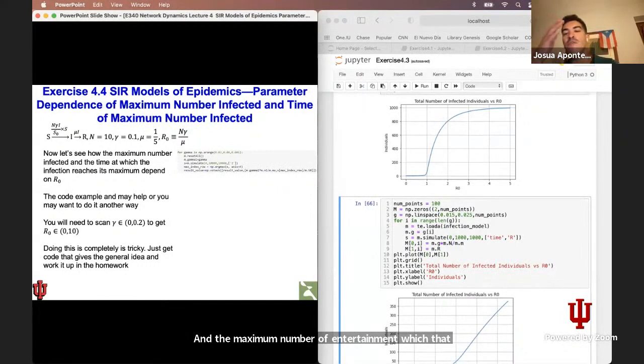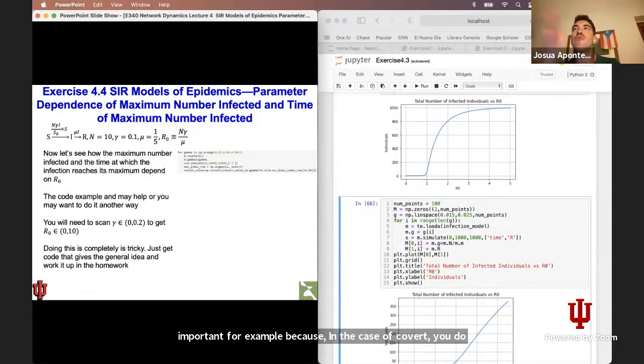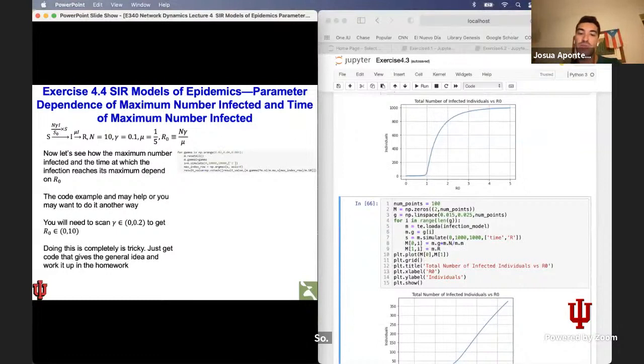And that's important, for example, because in the case of COVID, if possible, you do want to know when most of your population will be infected at the same time, because that will have a downstream effect on your hospitalization capacity. So, those are important things to do too.